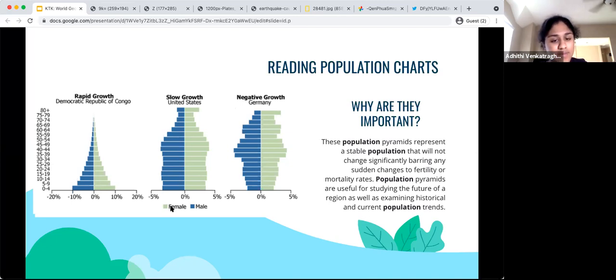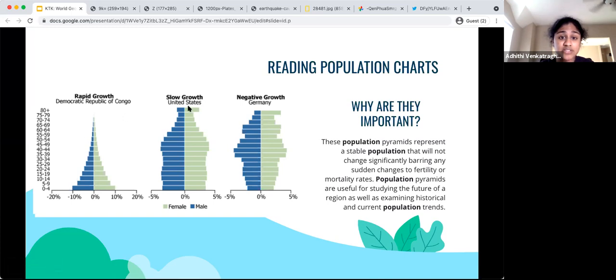So you can see here in this population chart specifically, we have a difference between female and male, and you can see female is in green and male is in blue. And rapid growth in a developing country like the Democratic Republic of Congo, which is in Africa, would be, as you can see, the younger people tend to live longer, and if people go into older age, they live for a lesser amount of time.